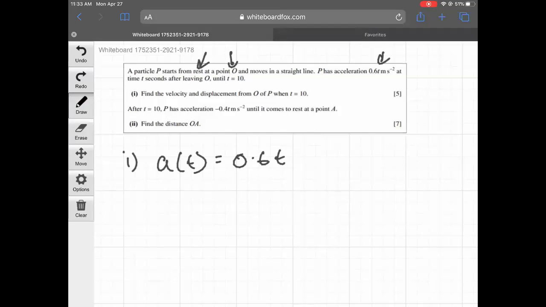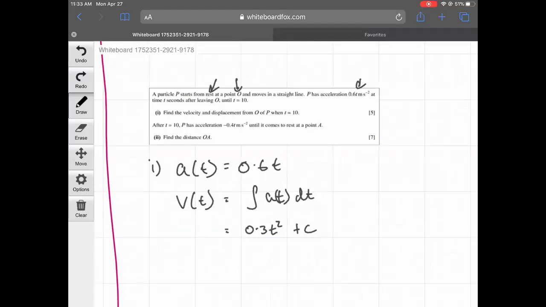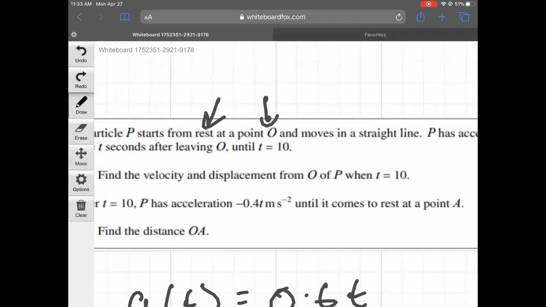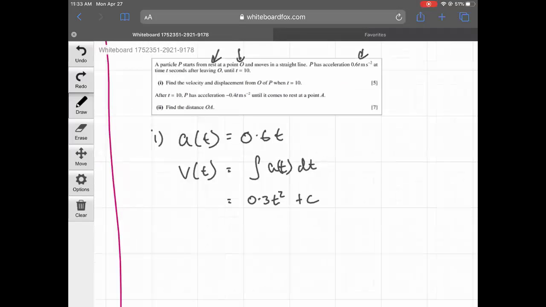We want v(t), which is the integral of a(t) with respect to t, and we want s(t) as well. So let's find v(t) first. Just integrate a(t), and we get 0.6t squared over 2, which is 0.3t squared plus c. But I know that c is 0. Why? Because it starts from rest, so v(0) is 0. The constant of integration must also be 0. So this is just equal to 0.3t squared.